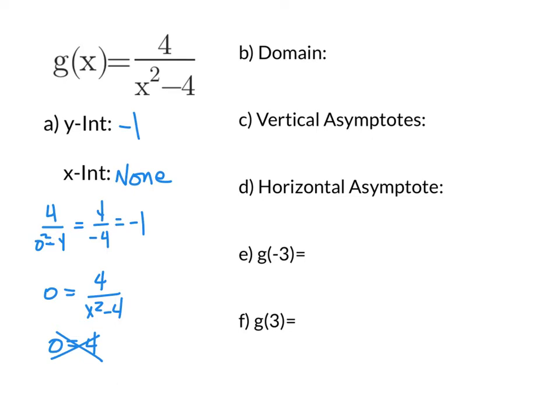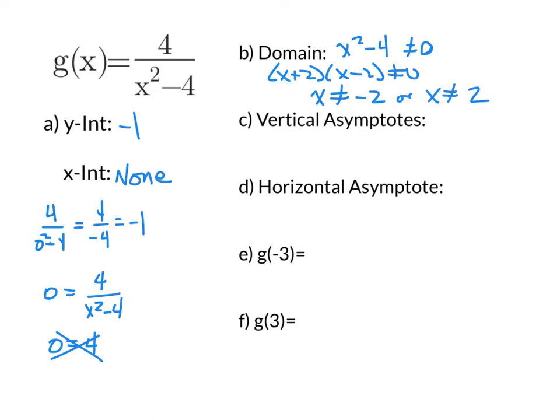In order to identify the domain, we want to find out when the denominator is equal to 0. The domain is going to be when that x squared minus 4 does not equal 0. Since x squared minus 4 is x plus 2 times x minus 2, that means x cannot equal negative 2 or positive 2.